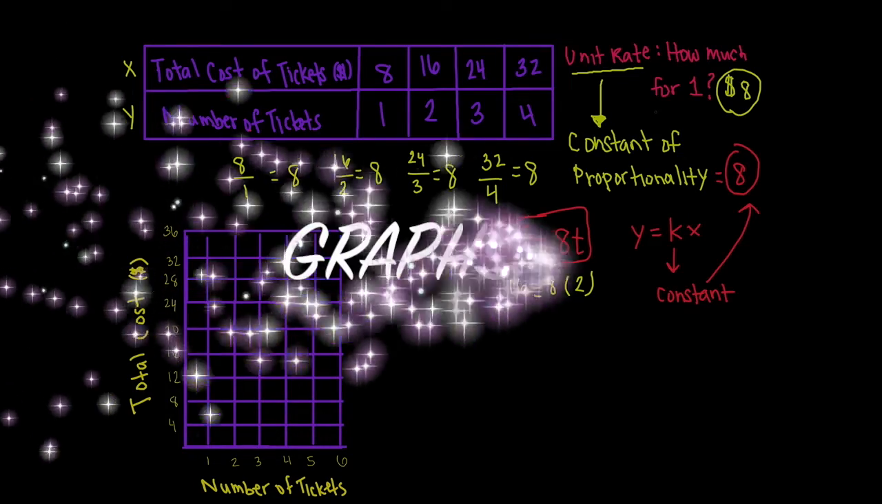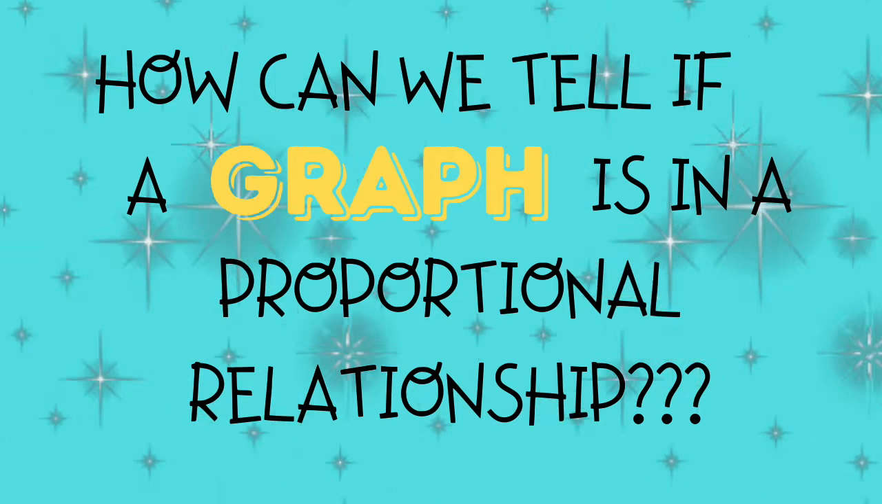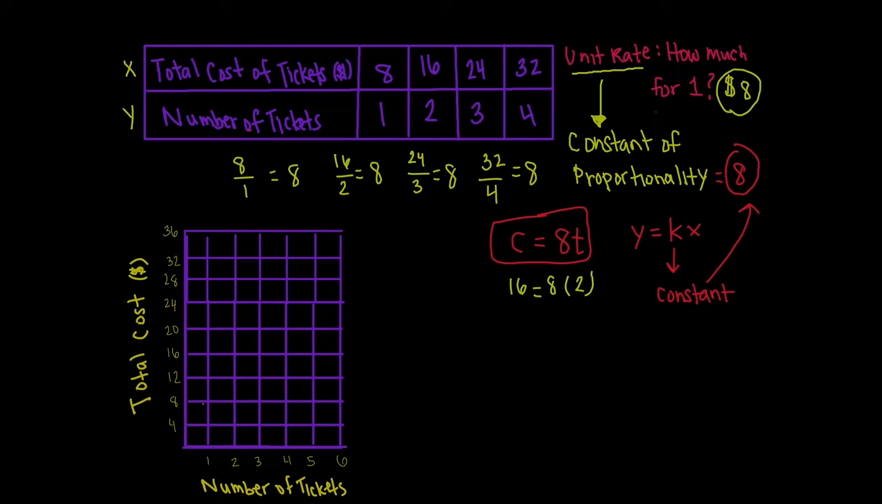Now we're going to look at graphs. We already know this data is in a proportional relationship, so let's just graph this really quickly. We have 1 ticket is $8, so I'm going to go here and put a point. 2 tickets is $16, I'm going to put a point. 3 tickets is $24, put a point. 4 tickets is $32, another point. Now I'm going to connect all of my points.